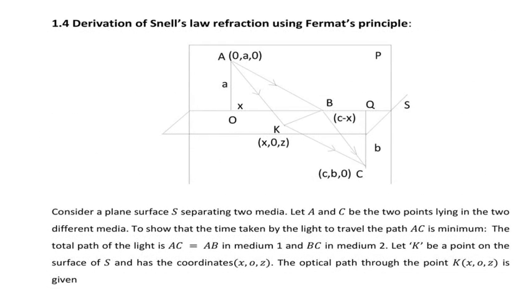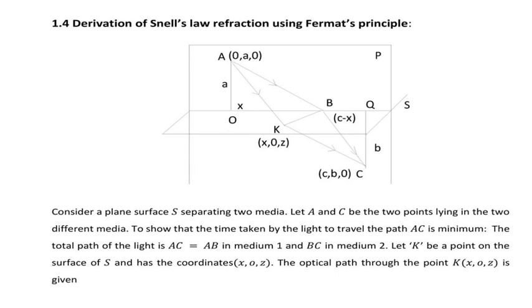Derivation of Snell's law of refraction using Fermat's principle. Consider a plane surface S separating two media. Let A and C be two points lying in the two different media. To show that the time taken by the light to travel the path AC is minimum, the total path of the light AC is AB in medium 1 and BC in medium 2.